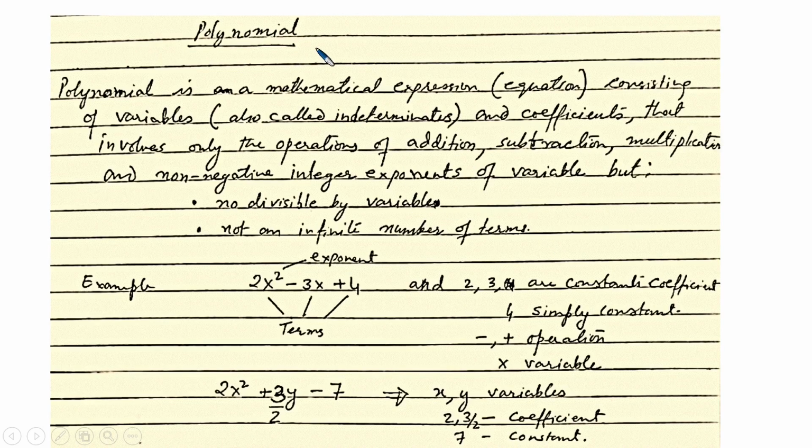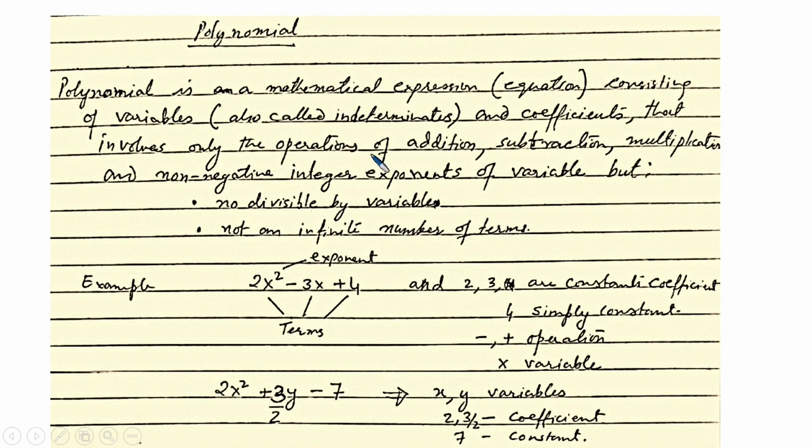So what is a polynomial? A polynomial is a mathematical expression, something like this: 2x square minus 3x plus 4. This is a polynomial, and I will tell you what order, what degree and all in the next few slides. Apart from the variable, this x is a variable, it has some constants, this 4, 3, 2. These are the coefficients, and this is a constant.